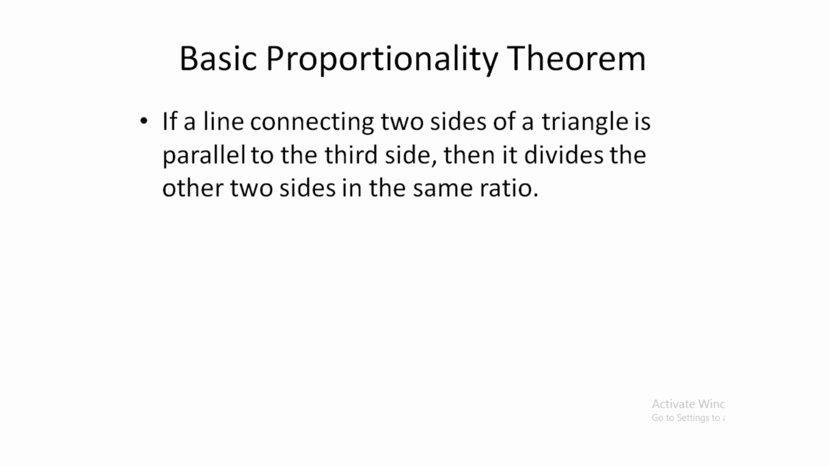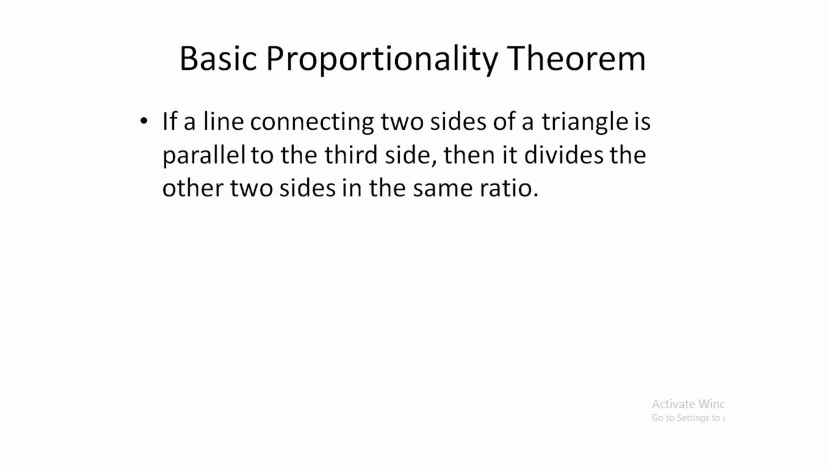Well, the basic proportionality theorem says that if a line connecting two sides of a triangle is parallel to the third side, then it divides the other two sides in the same ratio. And if I take any two sides of a triangle and I draw a line which is parallel to the third side, and if I measure the remaining two sides, I will see that both of those sides have been divided in the same ratio. The ratio is always going to be the same.